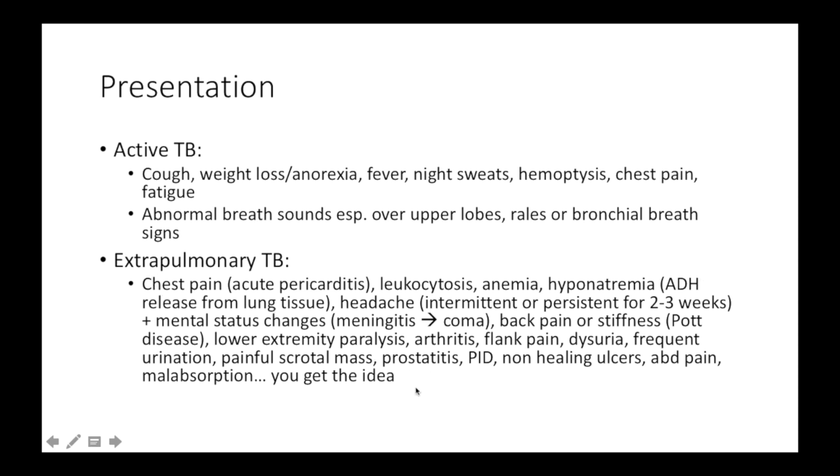You can get tuberculous meningitis leading to coma. You can see Pott disease when it enters the vertebrae, causing back pain or stiffness, and if untreated can lead to lower extremity paralysis, and so on and so forth. You get the idea. It causes a lot of symptoms all over the body if it leaves the lungs.